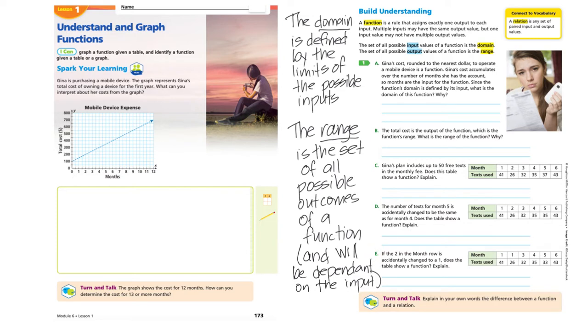Then E, a different scenario: if the 2 in the month row is accidentally changed to a 1, so now we have month 1, does that table show a function? Explain why or why not. And then you can look at the turn and talk as well if you'd like. Explain in your own words the difference between a function and a relation. So go ahead and work on those, pause the video, and then you can go to the next page.